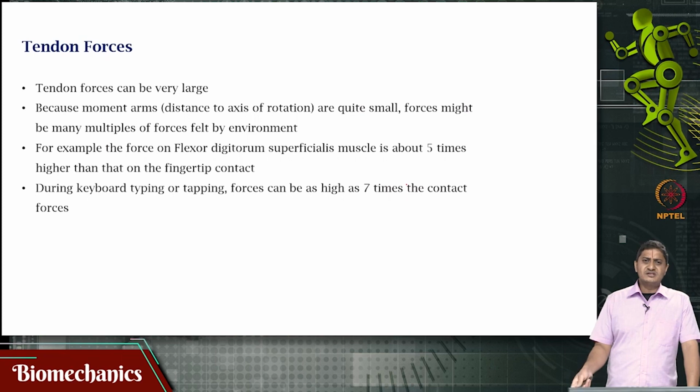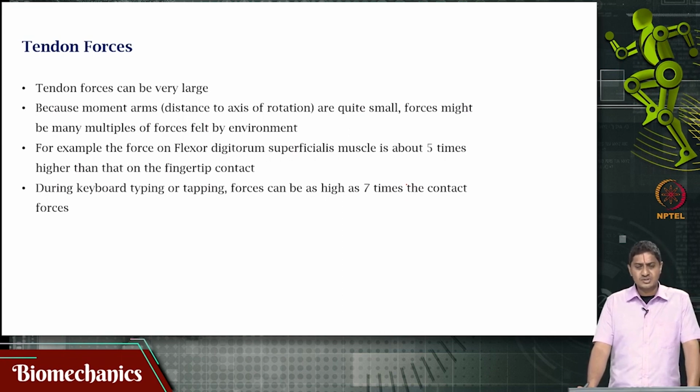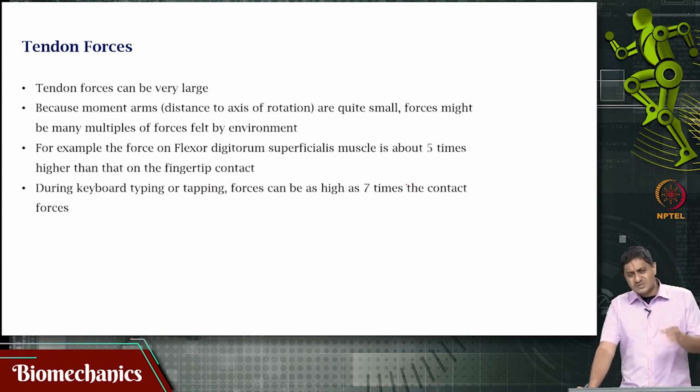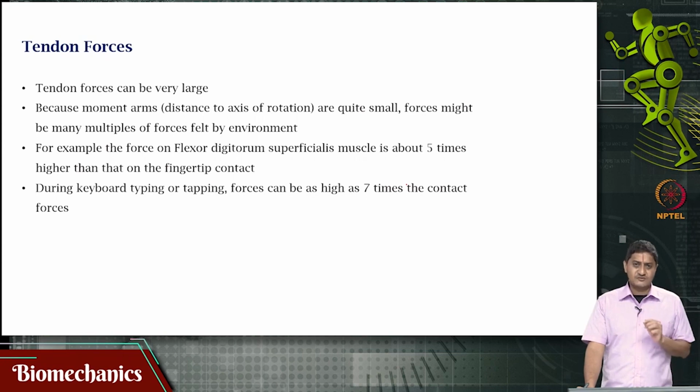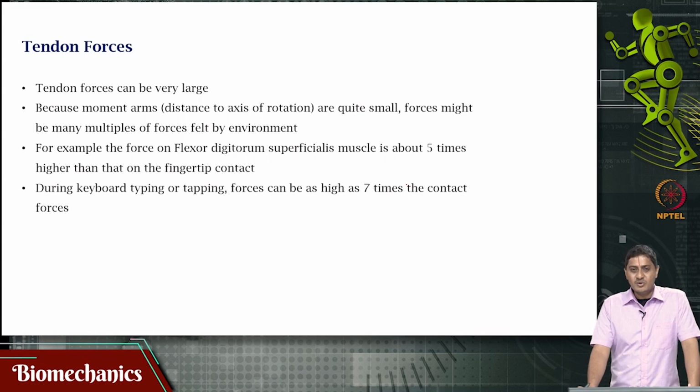So what about forces that are felt by the tendons, or forces that are present in the tendons? It turns out that tendon forces can be huge. Tendon forces can be really large, very large, and because they are almost always present close to the axis of rotation, is it not? Because the motors, the muscles, are away. Tendons are those that attach to the bones, and bones are where the rotation happens, is it not? Usually they are very close to the axis of rotation.